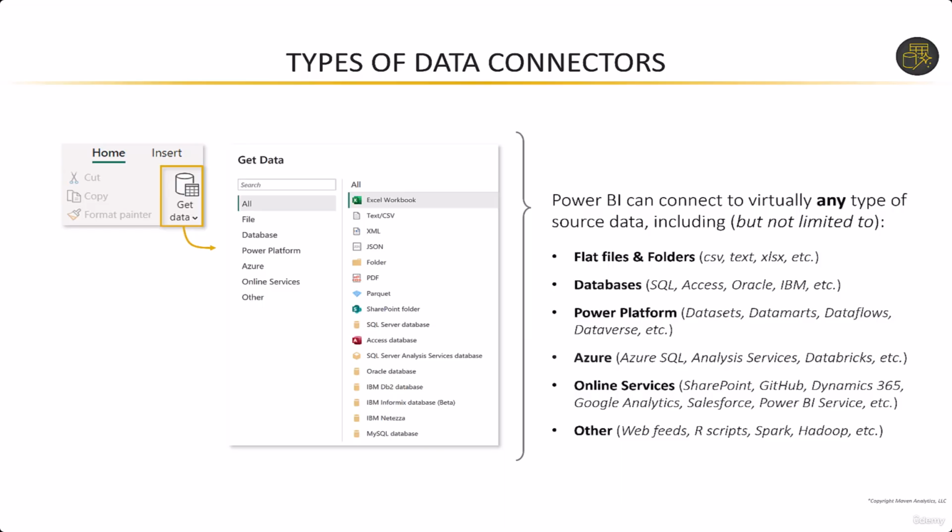You can connect to just about any type of source data, including flat files like Excel workbooks and folders, databases like SQL, Access, Oracle, and IBM, Power Platform datasets, data marts, and data flows, and online services which are a bit more specialized like GitHub and Salesforce, and other sources like web feeds, R scripts, Hadoop, and more. So just tons of options for connecting to data. Now, I'm not going to cover each and every data connector, but let's open up Power BI and we'll take a look at what this library looks like.